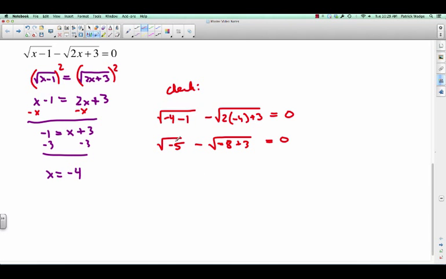What? You can't take the square root of a negative number? We don't allow that in high school. So you can't do this. You cannot get an amount here. So this does not work. So this is gone. This is an extraneous root.